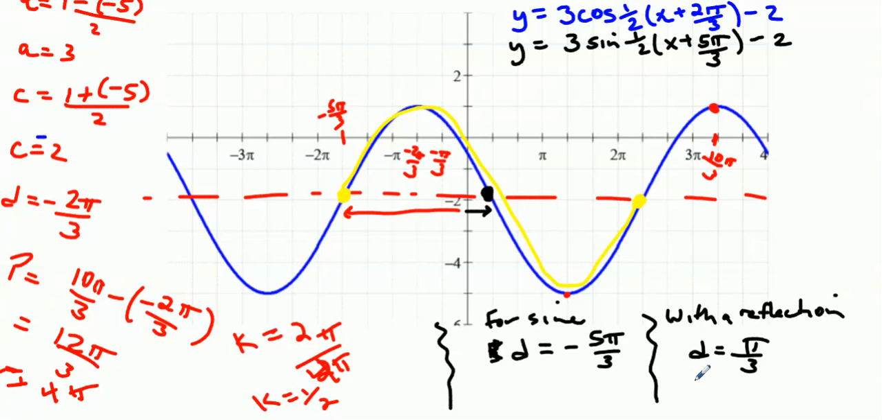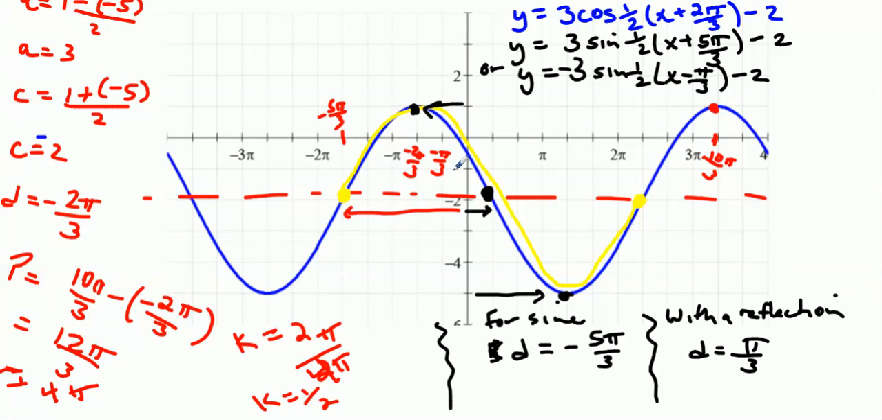Okay? And then what we would do now is say, y equals 3 sine, negative 3, with the reflection, sine 1/2 x minus pi by 3 minus 2. Okay? I will accept either of these two answers. I would have accepted, this one's the easier one, I would have accepted the phase shift from here to here with a reflection for cos as well. But this one was closer, so it was easier to take the max and just figure out what the phase shift was there. Okay, that's it.